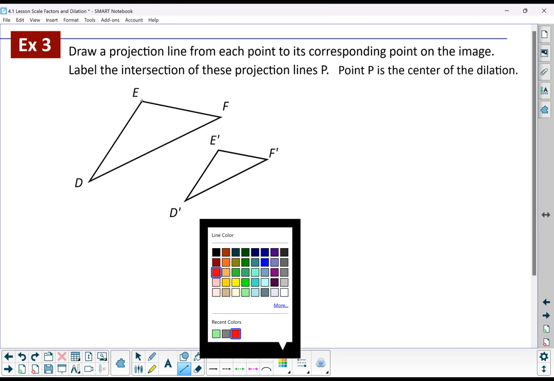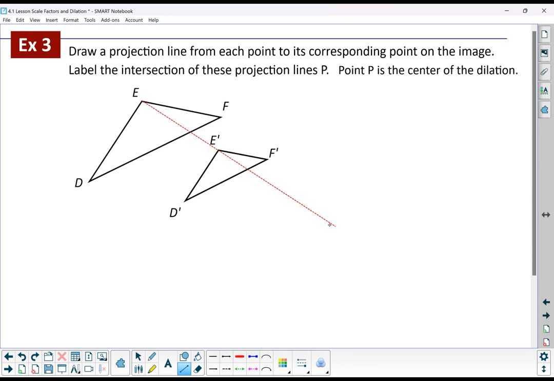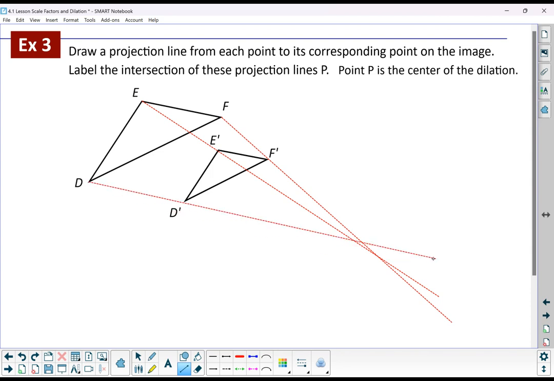So here's point E. We want to draw a line through E prime, and I'm just going to try to make this nice and long so we can find where it intersects. Pretty close, not great. Sorry. Connect F to F prime as best we can, and then connect D to D prime as best we can. And obviously, if you're doing this on paper, it might not be perfect. Like, whoa, what is happening? Why are they not intersecting? I think it's that my first line is not very good.